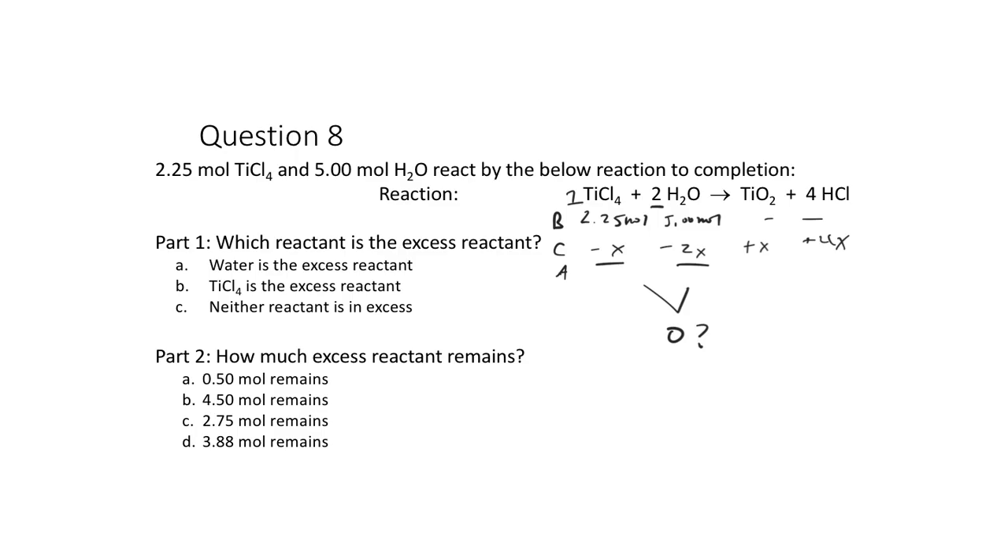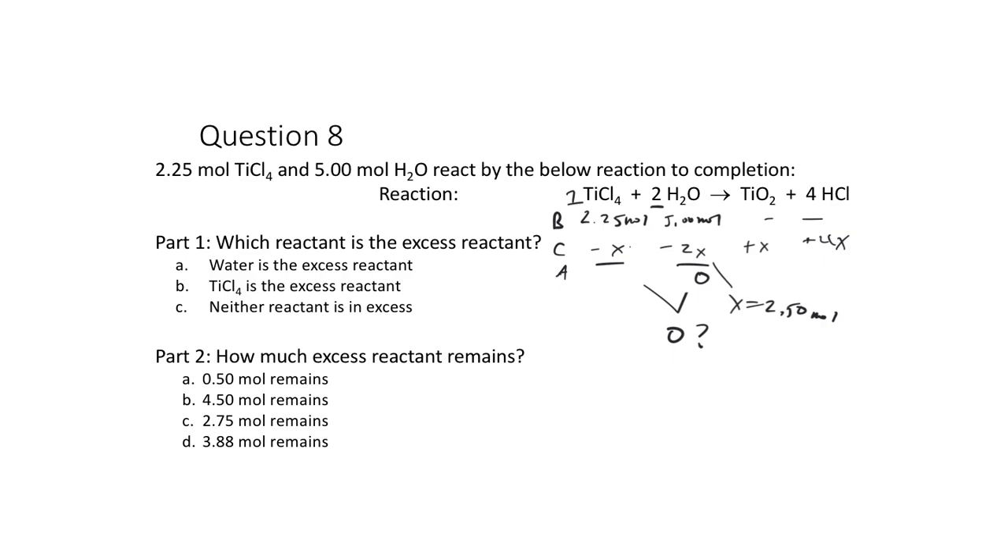Well, imagine, just if you're not sure, just pick one to be 0. Let's make this one 0. What's x equal to? X would be 2.5, because 5 minus 2 times 2.5 would be 0. So if this is true, then x is equal to 2.50 mole. And if x is 2.5 moles, do you see how we're getting a negative quantity in TiCl4?